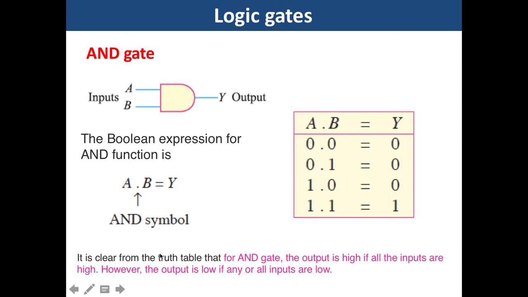It is clear from the truth table that for the AND gate, the output is high if all inputs are high. However, the output is low if any or all inputs are low.